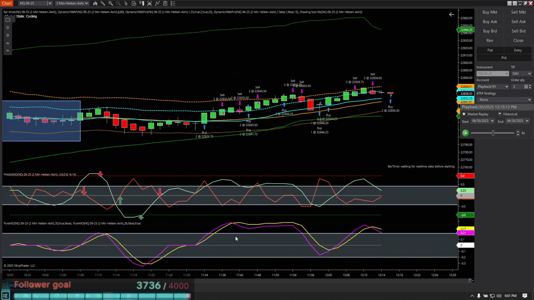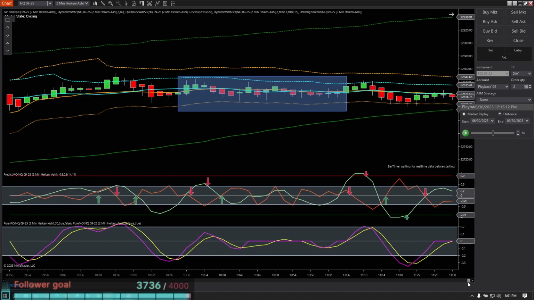Now, if you notice over here, there was momentum to the upside when it shifted, and it broke and moved up quite nicely right there. But before then, in the morning, you had no momentum whatsoever right here. It's probably a good time to not trade any of this noise.